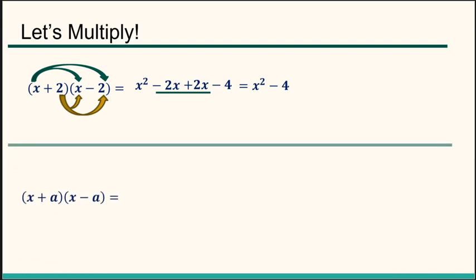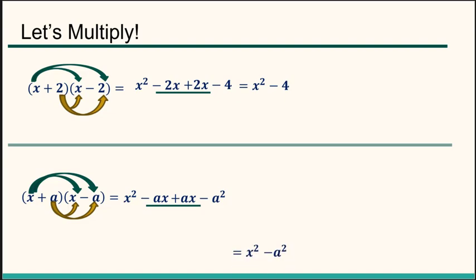Let's look at one more, maybe with just letters. X plus a times x minus a. Distributing the x, distributing the a. We'll get x squared minus ax plus ax minus a squared when we distribute that a. Notice I have a common middle term that will drop, and I just get x squared minus a squared.